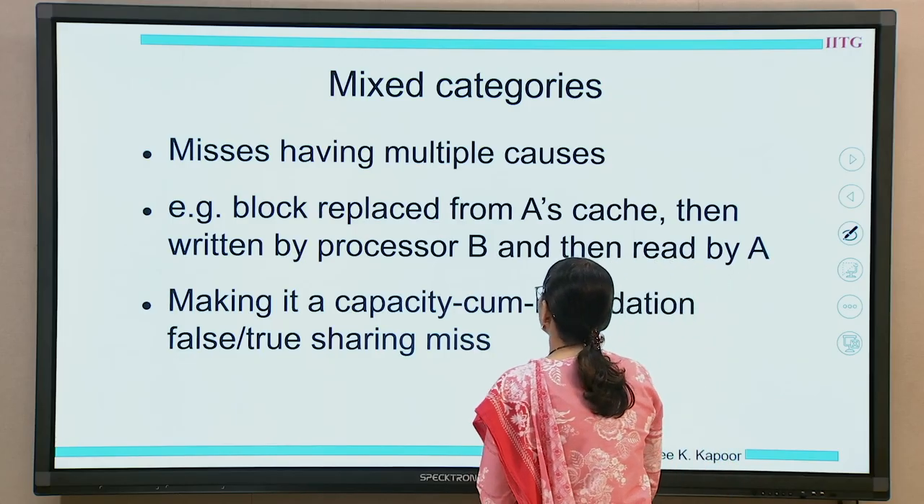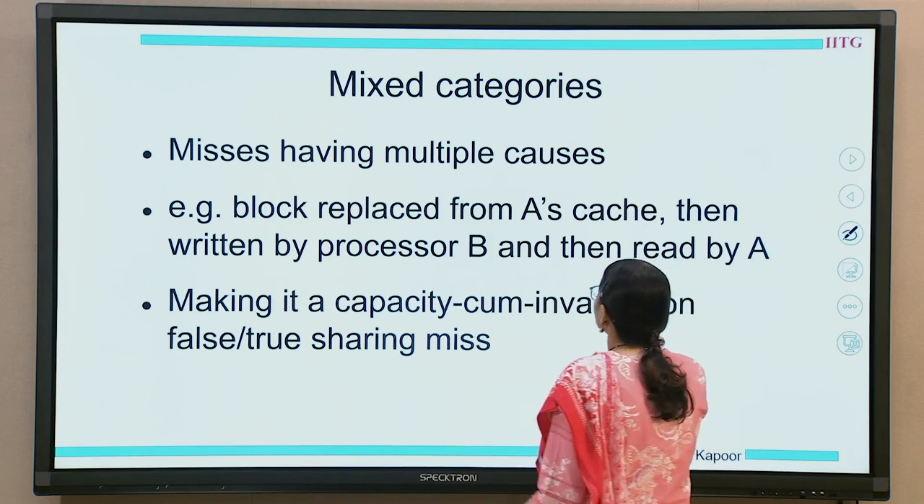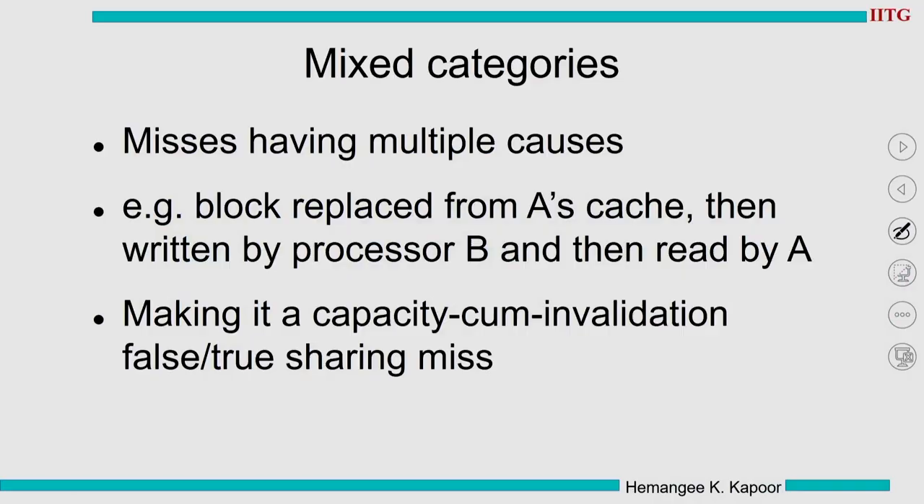So these are some pure categories. Now we look at mixed categories. So mixed categories have multiple causes of misses. That is, if you see the scenario, block replaced in A's cache. So A removes the block, then B writes to that block, and then A again reads the block, right? So A had the block, processor A, then processor B takes it, and then A takes it again. So overall, it is a capacity miss if A removes it. It could be an invalidation miss because it could be related to coherence, and then true and false sharing misses.